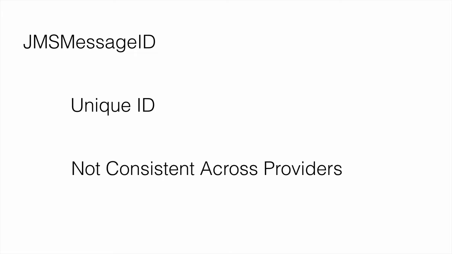JMSMessageID. This contains a value that uniquely identifies each message sent by the provider. This value is set by the provider automatically and returned to the message producer when the send method completes. All JMS message ID values must start with an ID prefix. We got to be careful. If we are using different MOM providers within our organization, then we should always remember that these message IDs are unique for a MOM provider. They will not be unique across the providers.